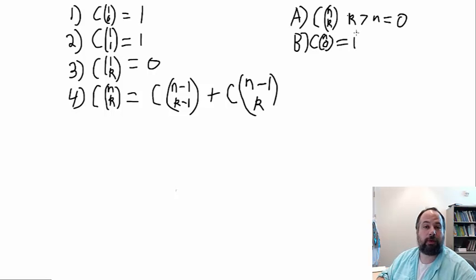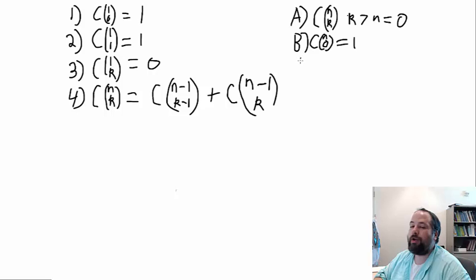the answer is always going to be 1, right? Anytime we're choosing nothing, there's only one set we can get from that, the empty set. And we don't have to define this one, but we can.